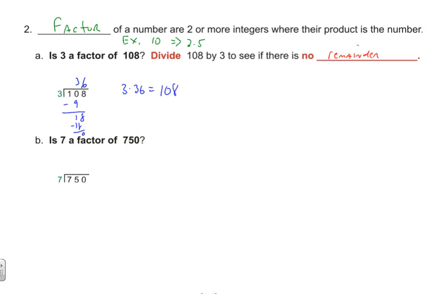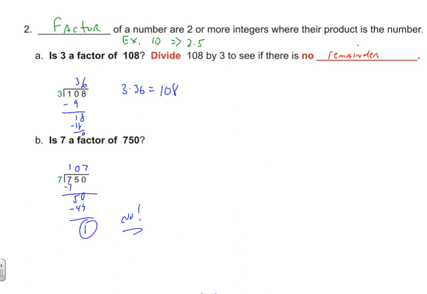All right, so let's do B here. Is 7 a factor of 750? Just do your long division. 7 goes into 7 once, bring down the 5, a 0, bring down the 0. 7 times 7 is 49, remainder of 1, and that would be a no, right? No, 7 is not a factor of 750, because 7 times 107 does not give you 750. You will fall short. So what is the test on these? Simply divide the 7 into the 750, the 3 into the 108.